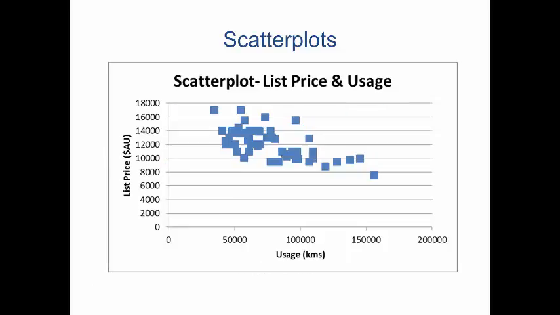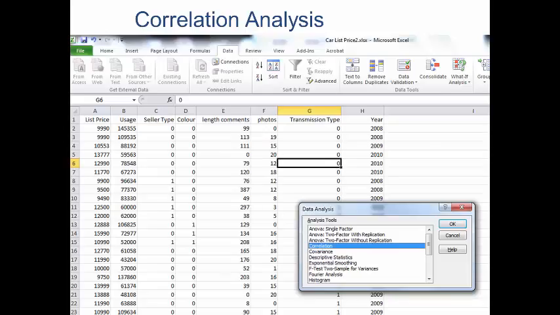And thirdly, here you've got the relationship between usage, so kilometres, and list price. And look, I think there's probably a moderate negative relationship there. That's what it's looking like to me. This makes sense. This is what I hypothesized. What that's saying is, as the number of kilometres increase, the list price decreases. Exactly what I was expecting.